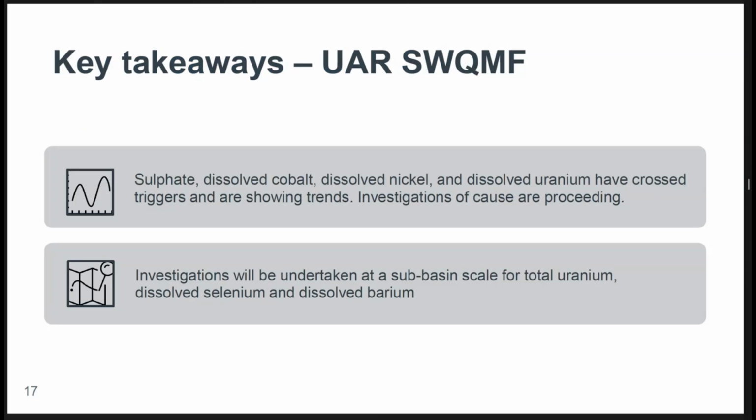Here are our key takeaways for the Upper Athabasca region. Sulfate, dissolved cobalt, dissolved nickel, and dissolved uranium have crossed triggers and are showing trends. Investigations of cause are proceeding for these indicators. Investigations of cause will be undertaken at a subbasin scale for total uranium, dissolved selenium, and dissolved barium, which were referred from the Lower Athabasca region.